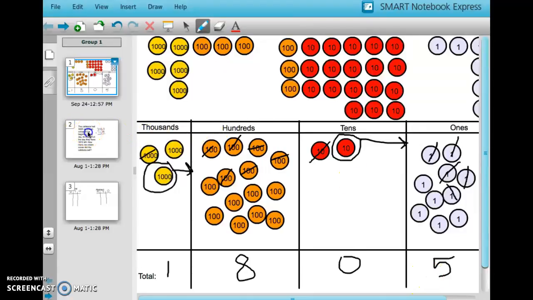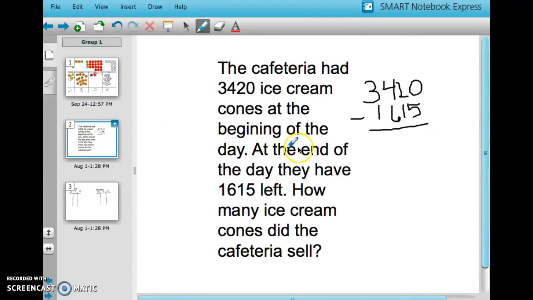So looking back at the question, it was asking how many ice cream cones did the cafeteria sell? The cafeteria sold 1,805 ice cream cones.